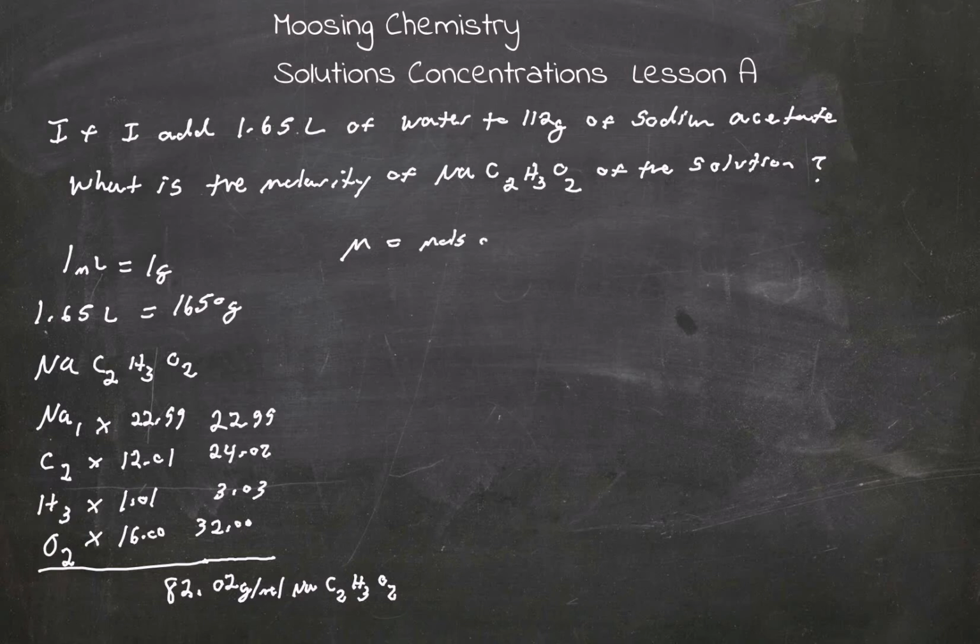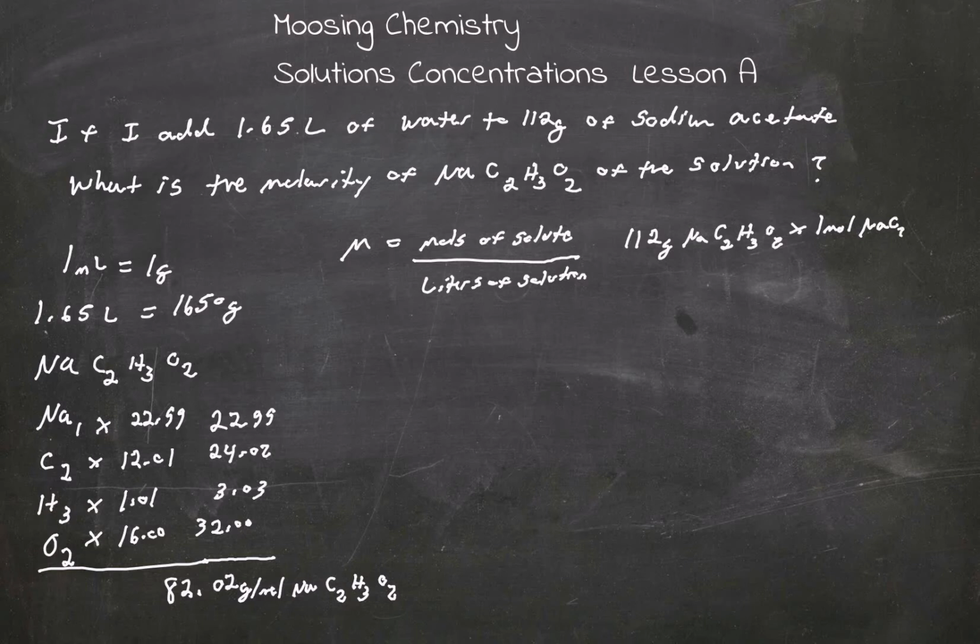Okay, so now we know that molarity is moles of solute over liters of solution. So now I need to convert 112 grams into moles of sodium acetate. So I'm going to go 112 grams of NaC2H3O2 times 1 mole of that stuff, divided by the molar mass, which was 82.02 grams of NaC2H3O2.